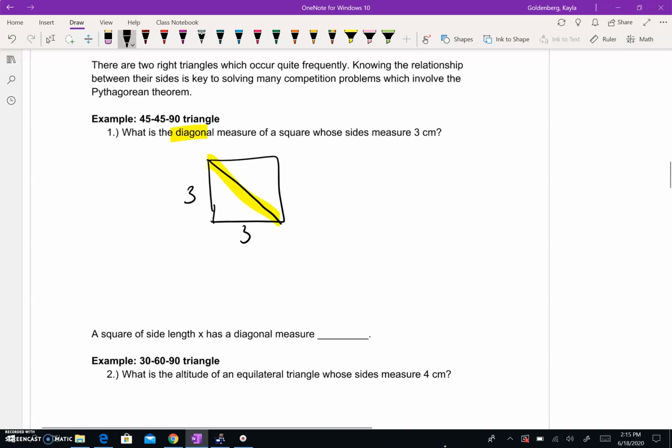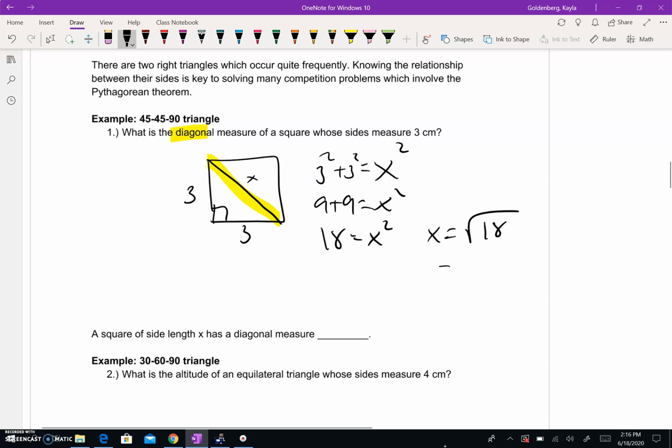Okay, so we do have a right triangle, so you would do 3 squared plus 3 squared equals x squared, if I call that x. So 9 plus 9 equals x squared, 18 equals x squared. So you could say x is the square root of 18. Well, that's the same thing as square root of 9 times square root of 2, using our simplifying radicals ideas. And then you could say x is 3 square root of 2.